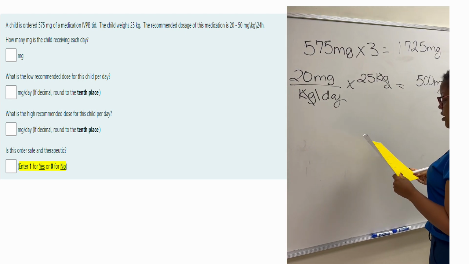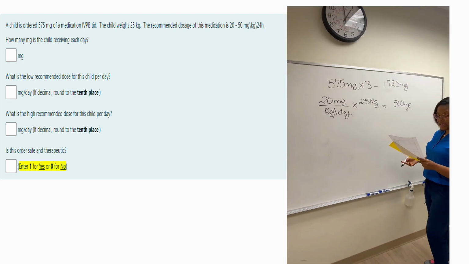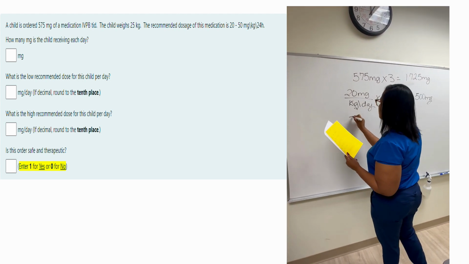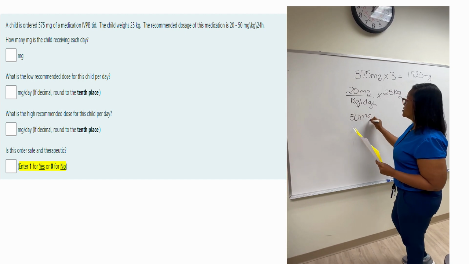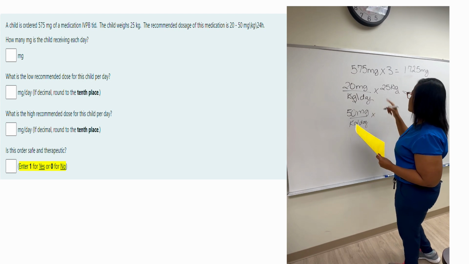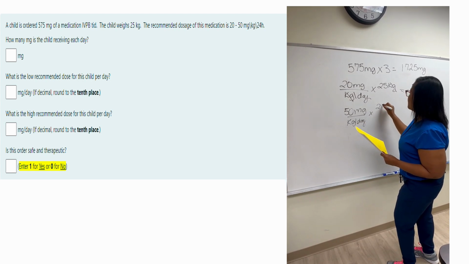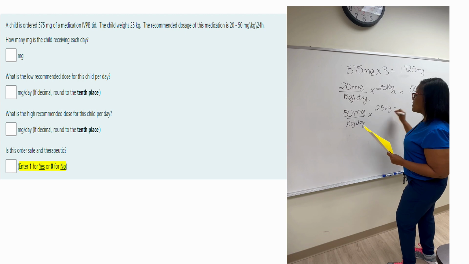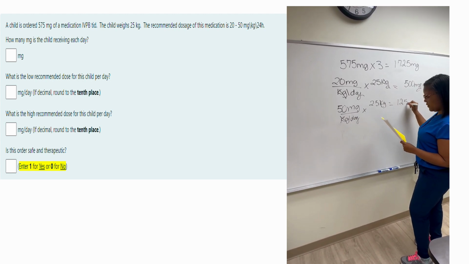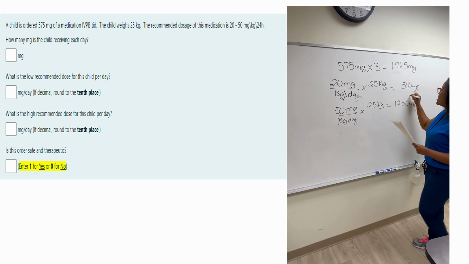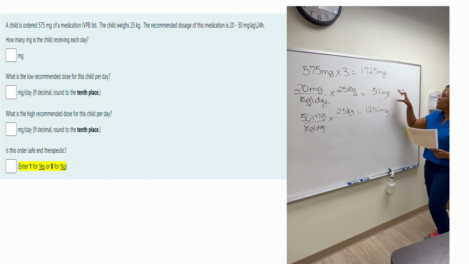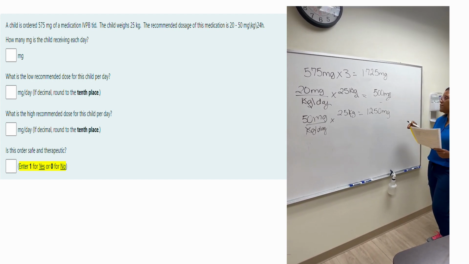All right. So the next question says, what is the high recommended dose for this child? So the highest is 50. So we're going to do 50 mgs per kg a day, and we're going to do it just like we did that one. We're going to take the child's weight of 25 kgs and multiply. Our kgs cancel out, and then we should get 1250 mgs. So this is the range that the patient should be in. This is the safe range. This is the therapeutic range, 500 mgs to 1250 mgs.